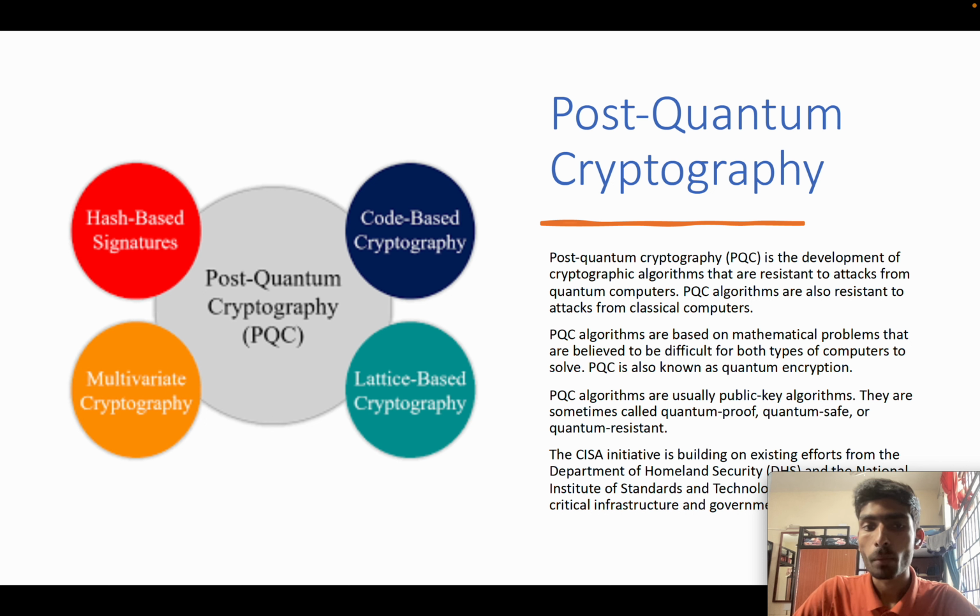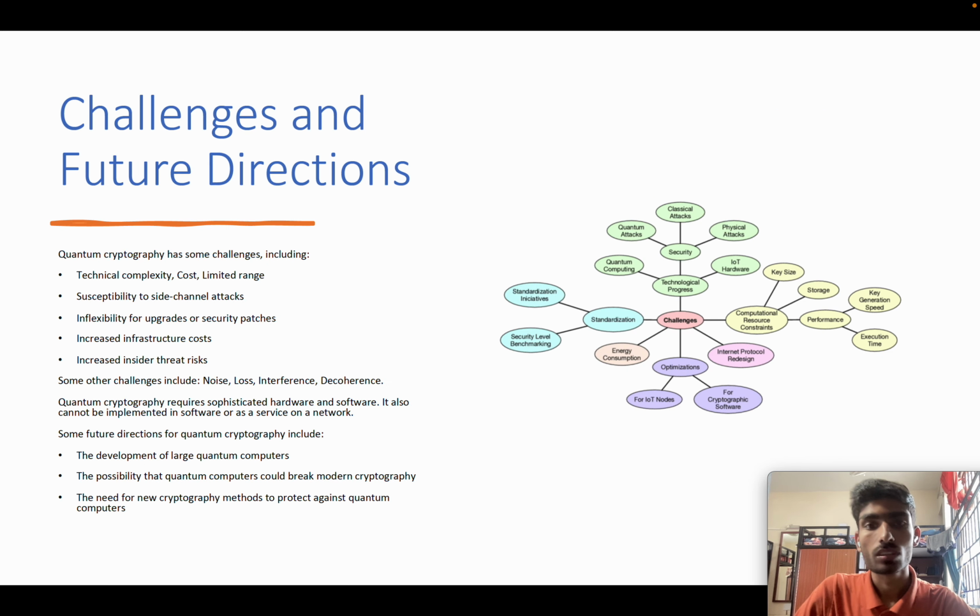These algorithms are often public key in nature and are referred to as quantum proof, quantum safe, or quantum resistant. The CISA initiative is actively contributing to this field, building on efforts from the Department of Homeland Security, also known as DHS, and the National Institute of Standards and Technology, also known as NIST. Now let's move ahead to slide number 8, which is about the challenges and future directions in quantum cryptography.